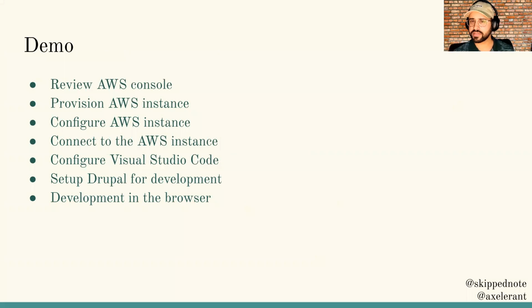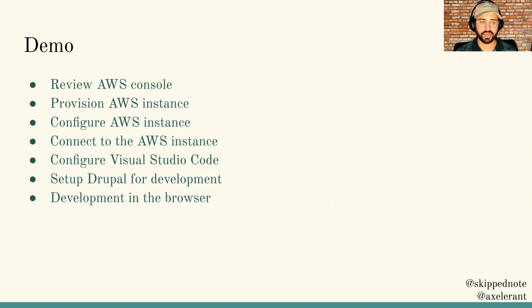So that's pretty much it for the slides. Let's quickly review what the demo would look like, and I'll quickly jump in. First we'll look at my AWS console, which would be pretty bare bones. Then we'll provision a new AWS EC2 instance using Terraform. Then we'll configure it using Ansible. Then we'll connect to the instance and see if everything is configured as expected.